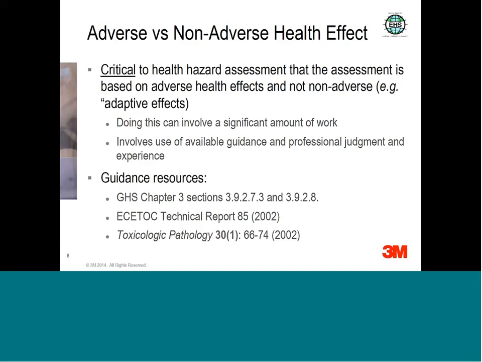The last one is mainly on liver effects, and EPA also has some guidance on liver effects too, which are very, very critical. But I can't stress enough the absolute importance of that determination of adverse versus non-adverse in your hazard identification, health hazard identification.